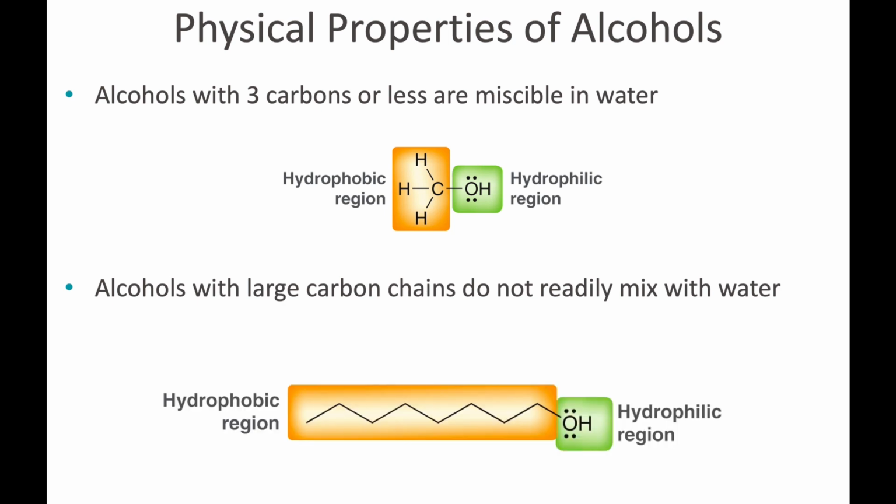So if that carbon chain is elongated, so in this case, 1, 2, 3, 4, 5, 6, 7, 8. So in this case, you have an 8 carbon chain here. That non-polar region outweighs the polar hydroxyl region, making this molecule essentially more non-polar than polar. Because of that, it doesn't mix well with the polar water molecule.